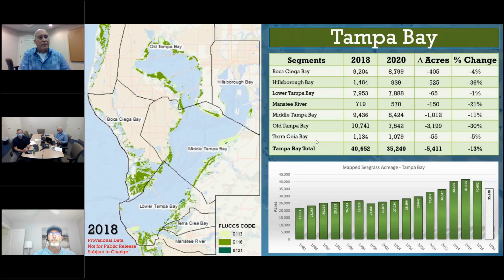Now, as we go over to Tampa Bay, the news is a little different. We mapped about a 13% drop in seagrass in Tampa Bay. That's almost 5,500 acres of seagrass.